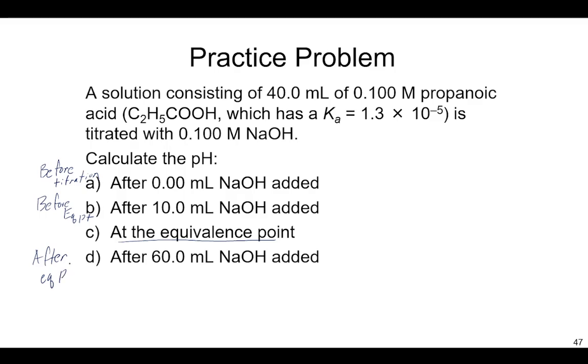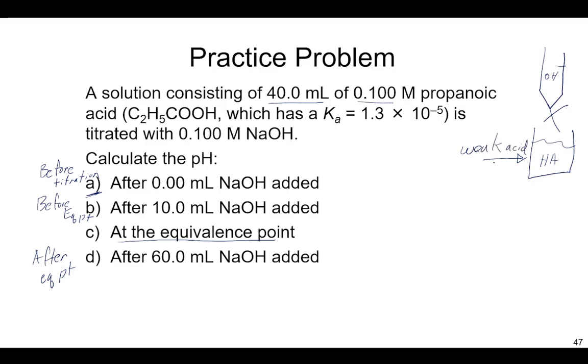So let's go through one by one and solve each of these four different types of problems for this one sort of setup where we're having 40 mils of 0.1 molar weak acid down in some beaker. And we're titrating it with this strong base NaOH, which we'll just represent as OH minus. So let's think about part A here, where we haven't even started the titration yet. So there's been 0 milliliters of sodium hydroxide added. All we're doing is determining the pH of a weak acid down here.